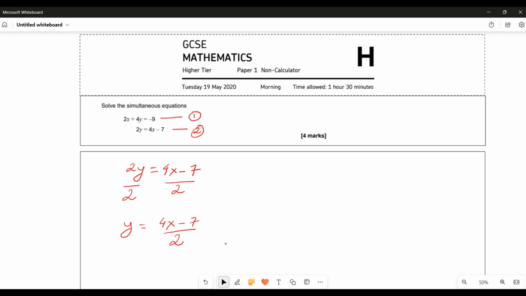So in order to save your time and effort in the examination, always look out for the equation where it's easier to make a variable the subject. How can you identify that? Just have a look where you have a variable which is standalone on one side of the equation.